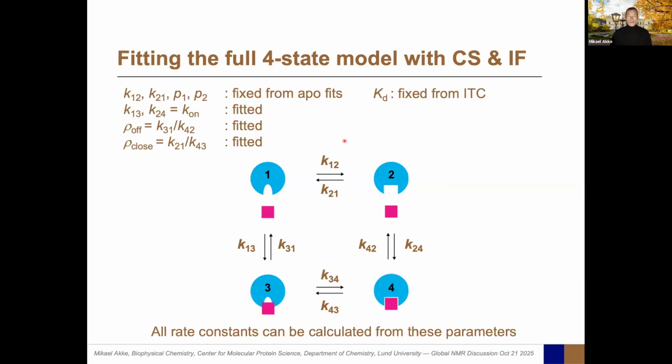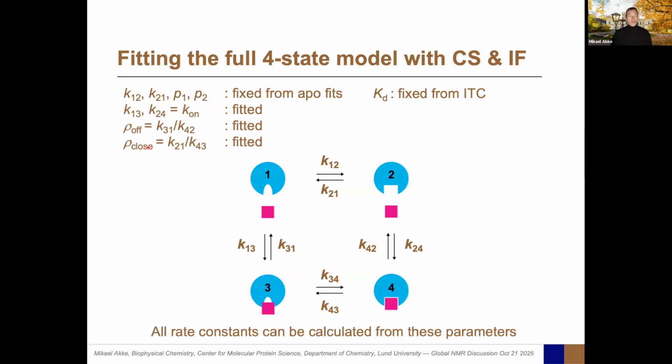So how do we go about fitting this now? Well, it turns out when you stare at the matrix of coupled equations, the exchange rates, you realize that we had already fitted K12, K21, P1, and P2 from the apo state. So this is fixed. And then you realize that what you need to fit is just the ratio of the off rate going from state 3 to 1 over the off rate going from 4 to 2, the K42. And that's what we call the rho off. That's the ratio of the off rate constants.